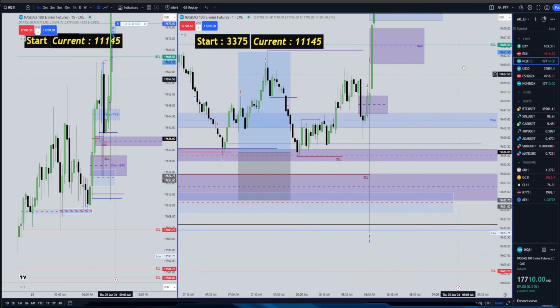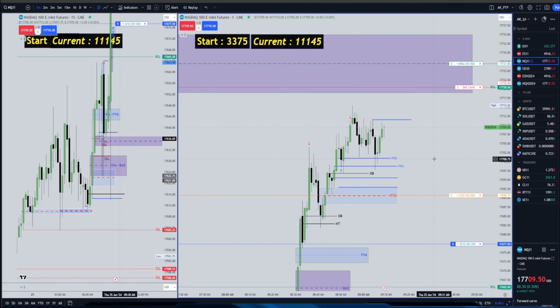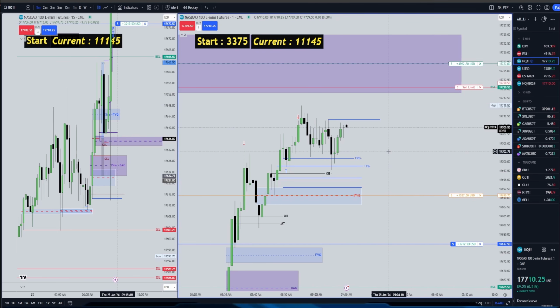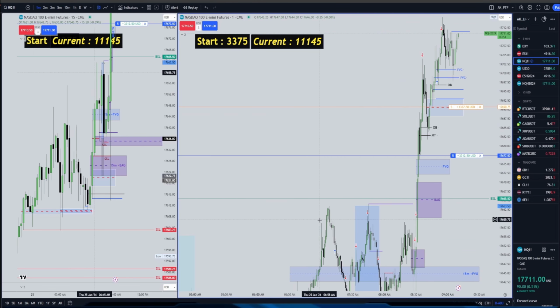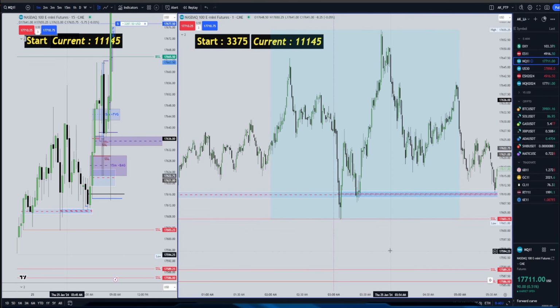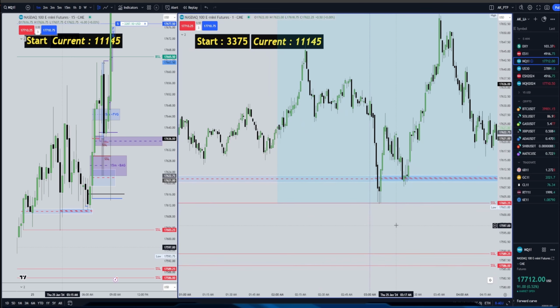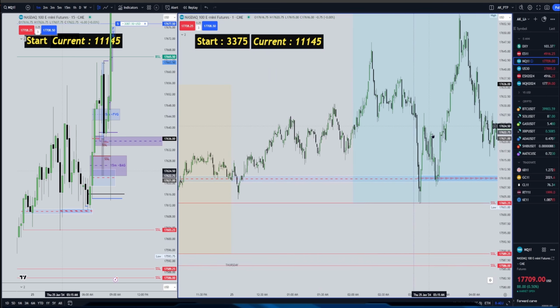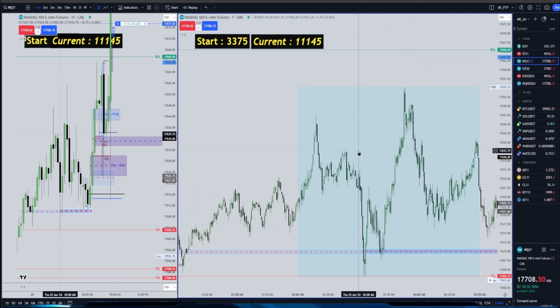Look at the move. So yeah, that's why I'm not trading. During the London session, I made pretty good amount of money from this move until that high. That's my London silver bullet time.